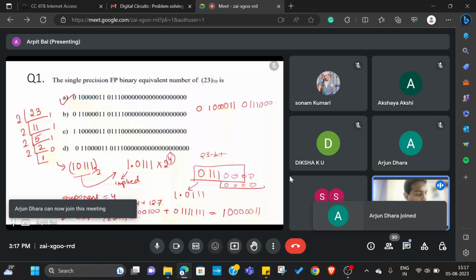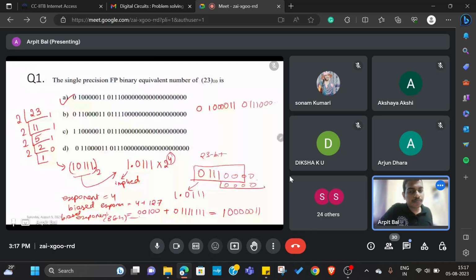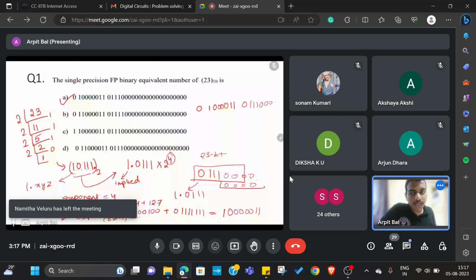Okay, as we see, after converting into binary we have 10111. If we want to convert this into something like 1.xyz, it means we have to move the decimal point to the left by 1 2 3 4, by 4 locations, right? So if we are moving to the left by 4 locations, it means 1 point something needs to be multiplied by 2 to the power 4. Is that point clear?